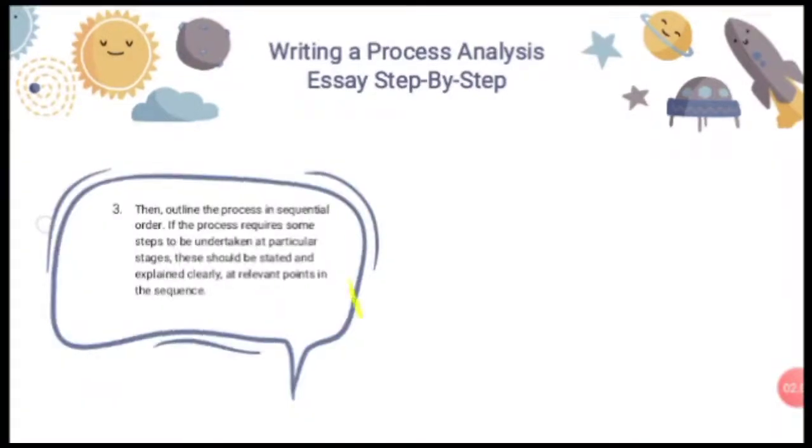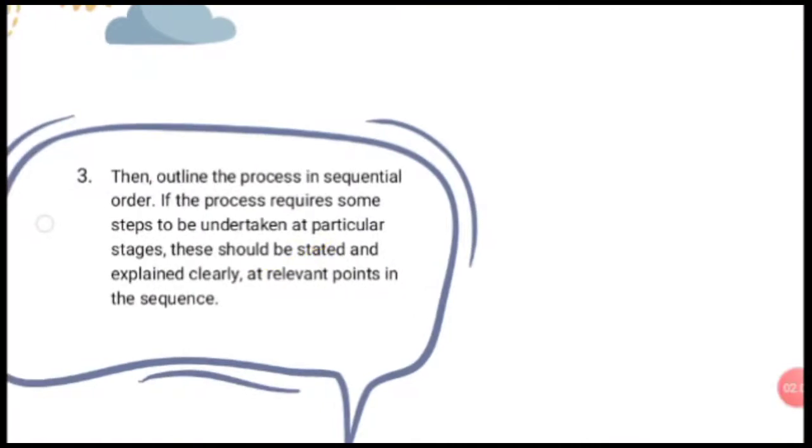The third is outline the process in sequential order. If the process requires some step to be undertaken at a particular stage, it should be stated and explained clearly at the relevant point in the sequence. The writer should be very keen to avoid confusion. For processes that are complicated, the steps should be subdivided accordingly.